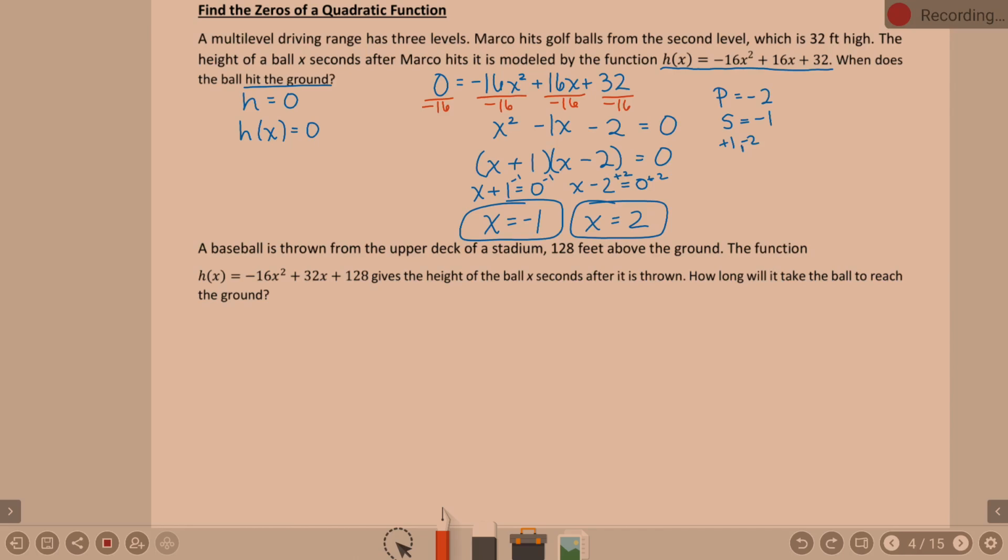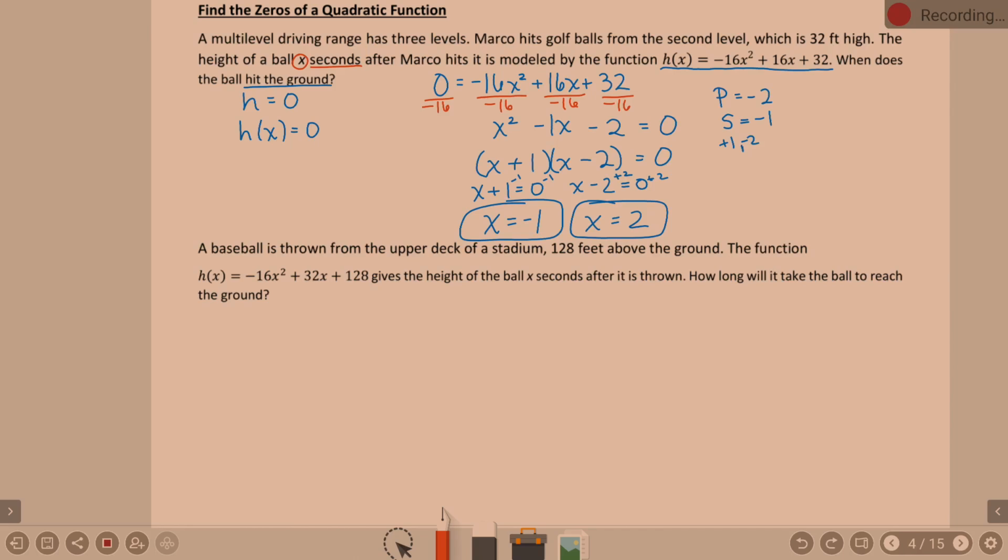What are we looking for? When does the ball hit the ground? When does the ball hit the ground? So what are these? When does the ball hit the ground? We were solving for x, and x is in terms of seconds.